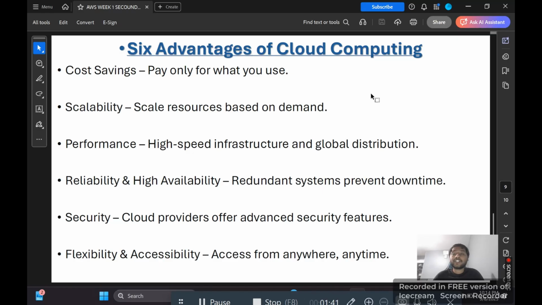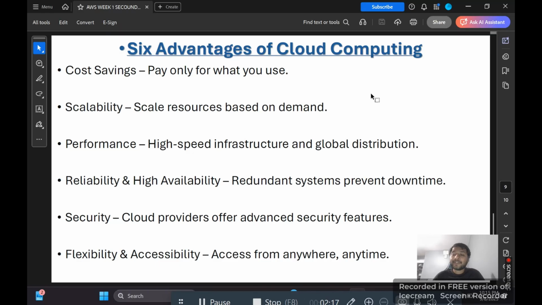Six advantages of cloud computing. Cost saving, pay only for what you use. If you are using just one service, you pay for that service, not for all. Scalability, scale resources based on demand. Third is performance, high speed infrastructure and global distribution. You can access your things from cloud computing anywhere, in any part of the world. Reliability and high availability.